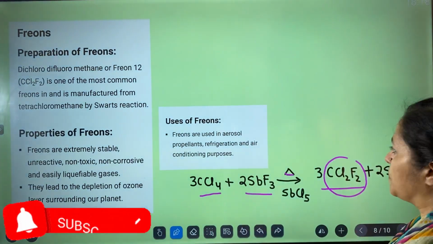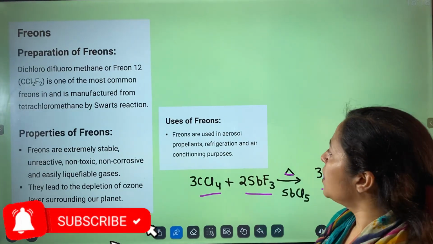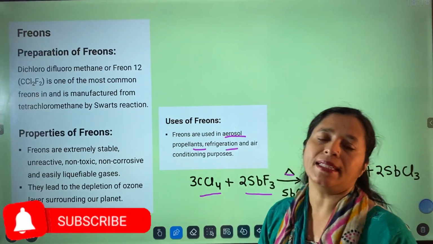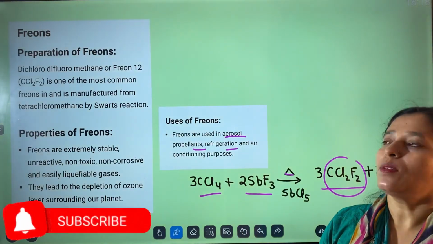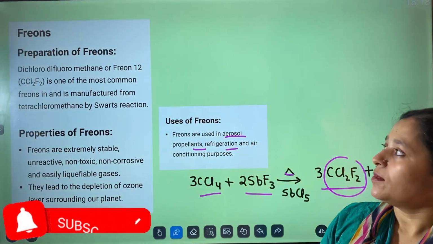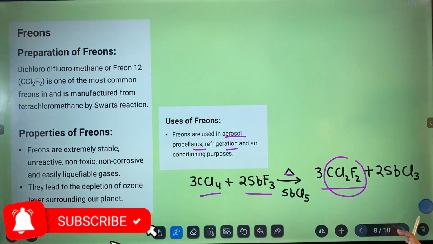So students, what are the uses of freons? They are used in aerosol propellants, refrigeration and air conditioning purposes. So our new scientists should try to use a substitute for these. Best of luck for this.